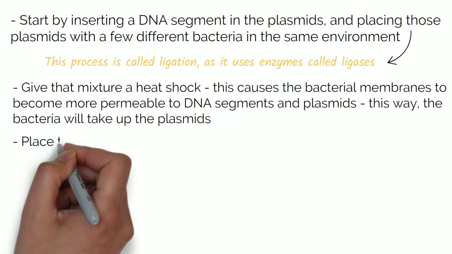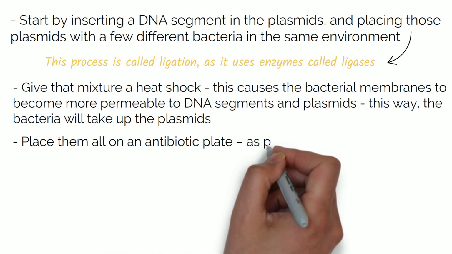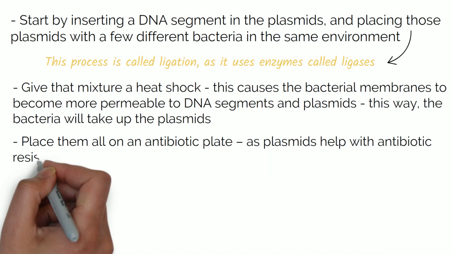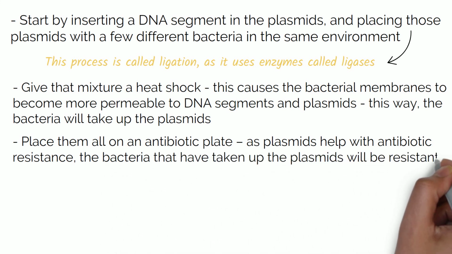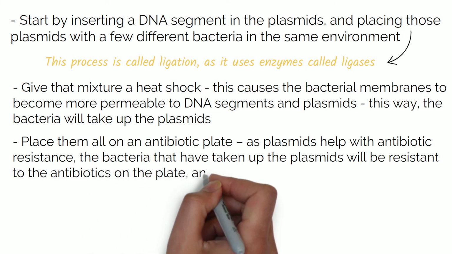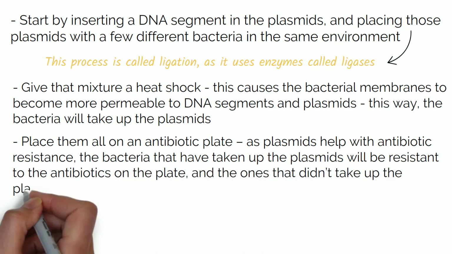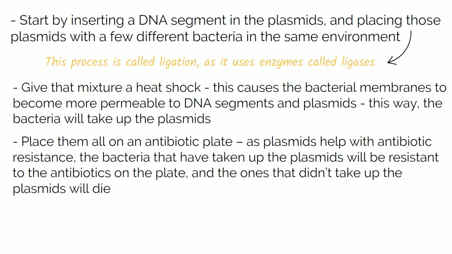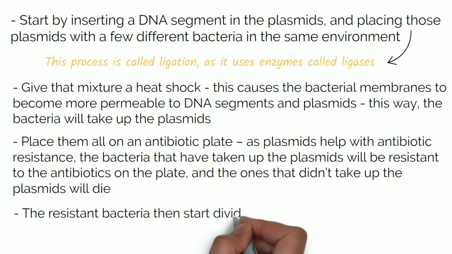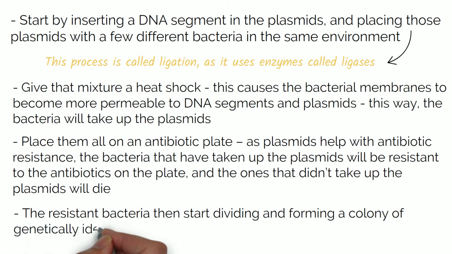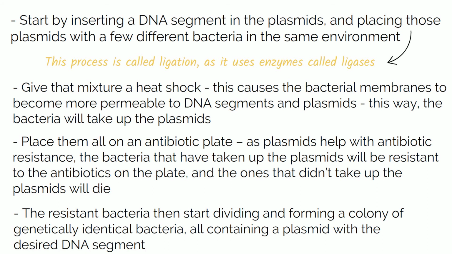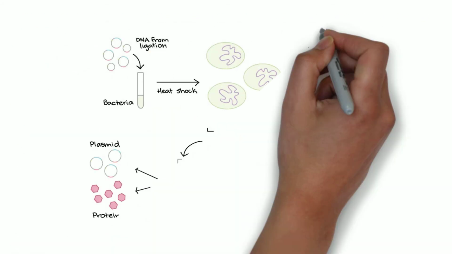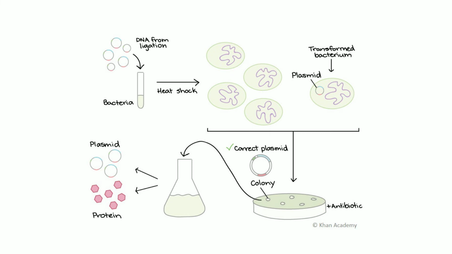Then, you place them all on an antibiotic plate. As plasmids help with antibiotic resistance, the bacteria that have taken up the plasmids will be resistant to the antibiotics on the plate, and the ones that didn't take up the plasmids will die. The resistant bacteria then start dividing and forming a colony of genetically identical bacteria, all containing a plasmid with a desired DNA segment. This process makes sure that the right plasmids and the right bacteria are used in order to obtain the desired protein without any issues.